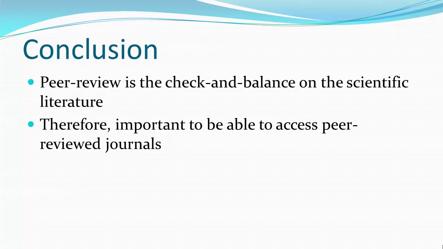So in conclusion, peer review is the check and balance on the scientific literature. Peer review is how we make sure that the science that gets out there has been vetted by other scientists. And so therefore, peer-reviewed literature takes a while to publish, but it's sort of like gold, because that's what you want to look at for your sources if you're really going to talk about something important in your essays. And therefore, it is really important to have access to peer-reviewed journals.